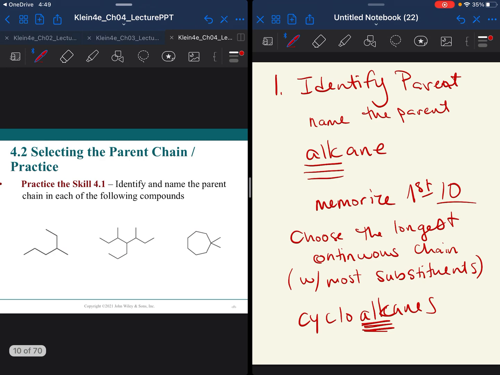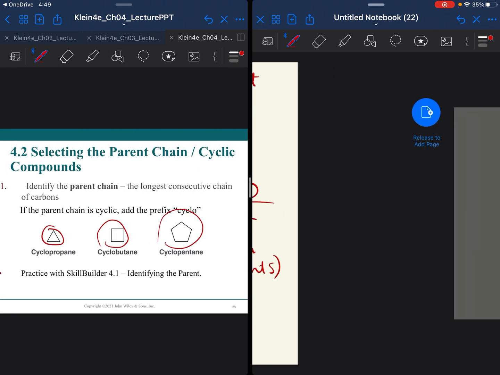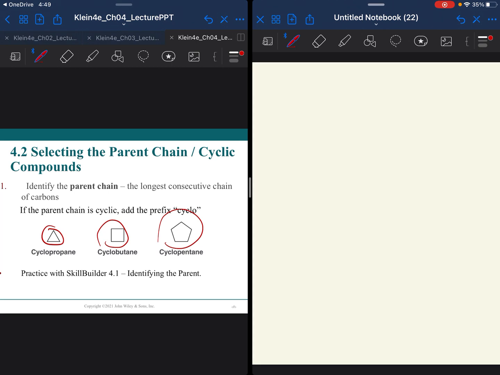Now, the tricky part can be if you have, let's get a new whiteboard over here, if you have a straight chain and a ring. So I want to show you a couple of examples here. Let's say we have a straight chain and then we have a 5-membered ring there. Or perhaps we have a little short chain, and then a 6-membered ring.